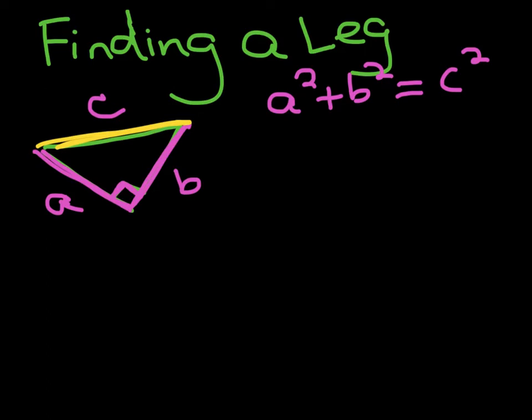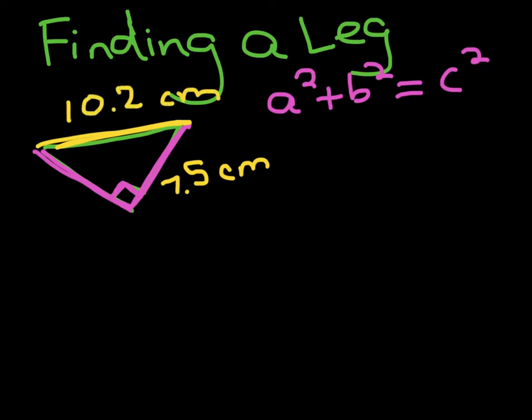Okay, so the last time we used the formula and we figured out when we were missing c. Now this time we're going to do a problem where you're missing one of the legs. It's just a little bit different. So we're still going to use the same formula. Let me give you some numbers here. So let's say that this leg is 7.5 centimeters and the hypotenuse is 10.2 centimeters.